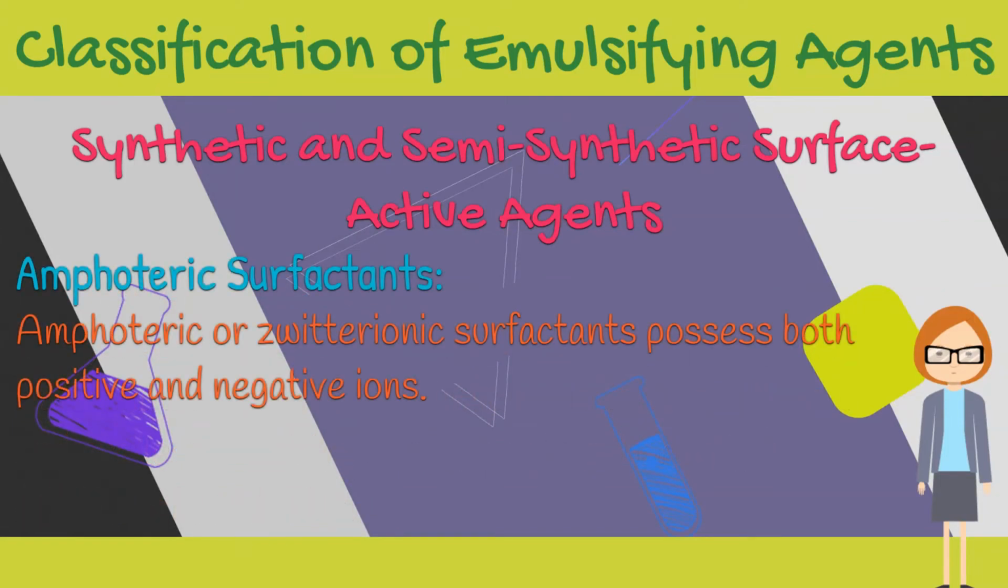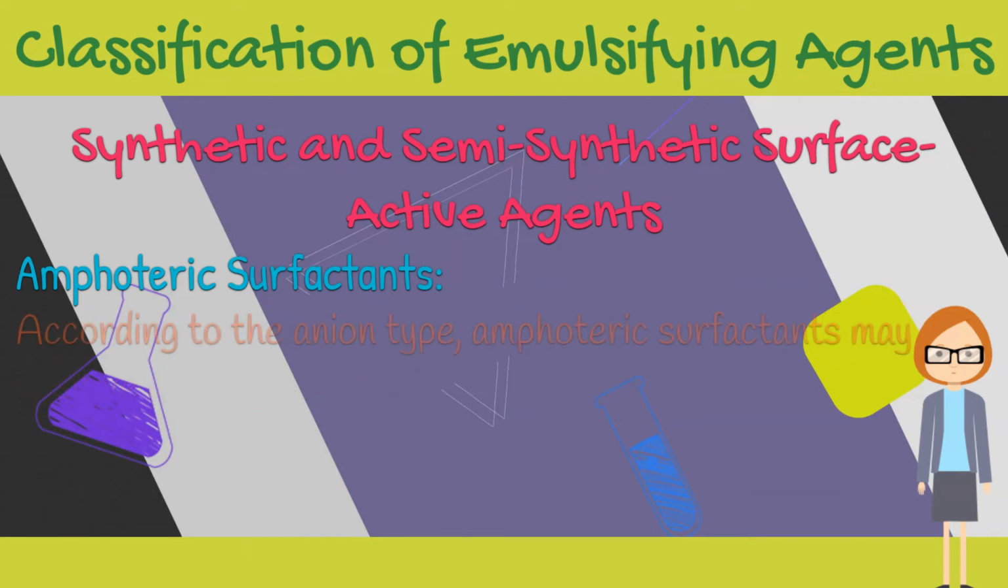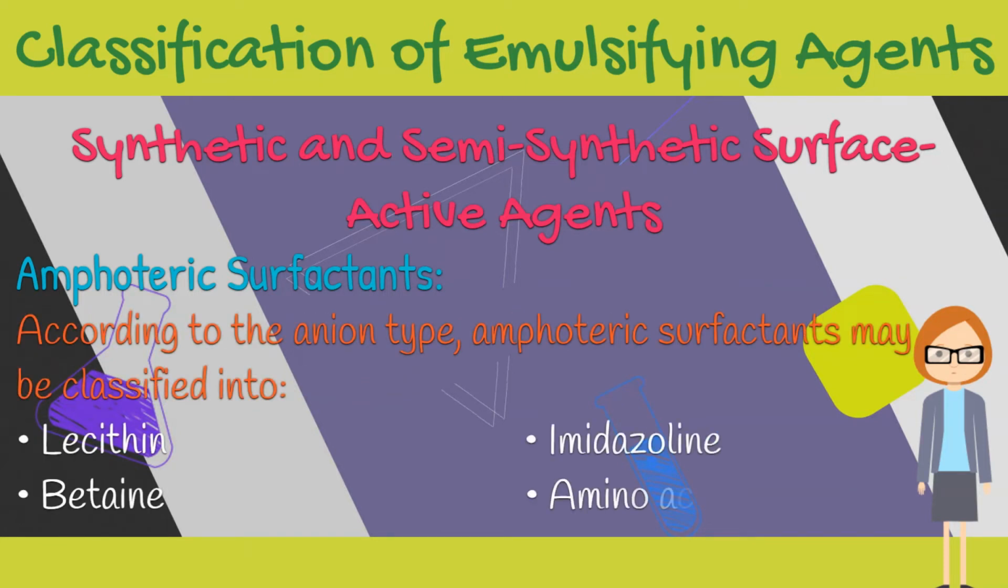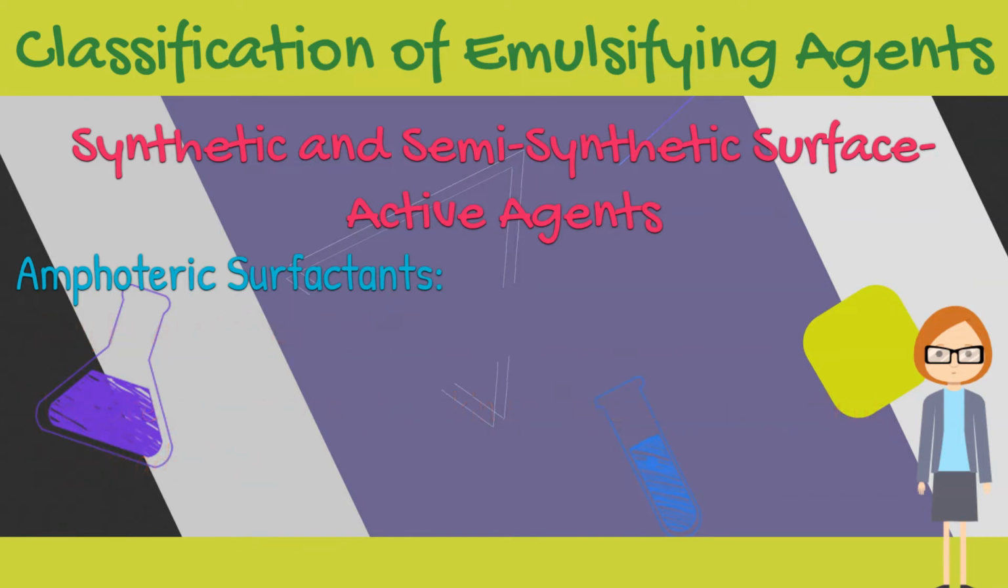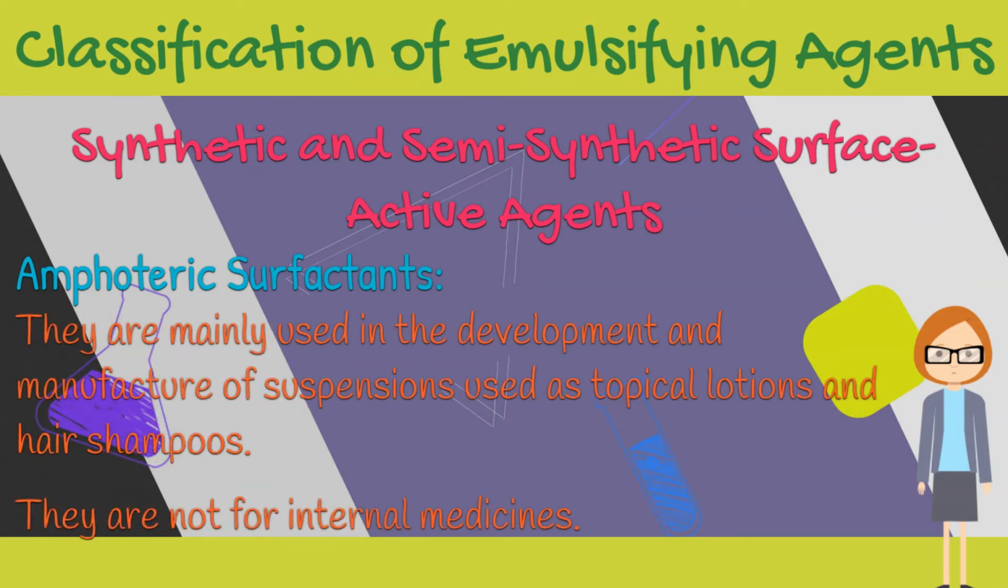Amphoteric, or zwitterionic, surfactants possess both positive and negative ions. According to the anion type, amphoteric surfactants may be classified into lecithin, betaine, imidazoline, and amino acid type. Amphoteric surfactants have minimal toxicity. They are mild to the skin and possess excellent biodegradability. They are mainly used in the development and manufacture of suspensions used as topical lotions and hair shampoos. They are not for internal medicines.